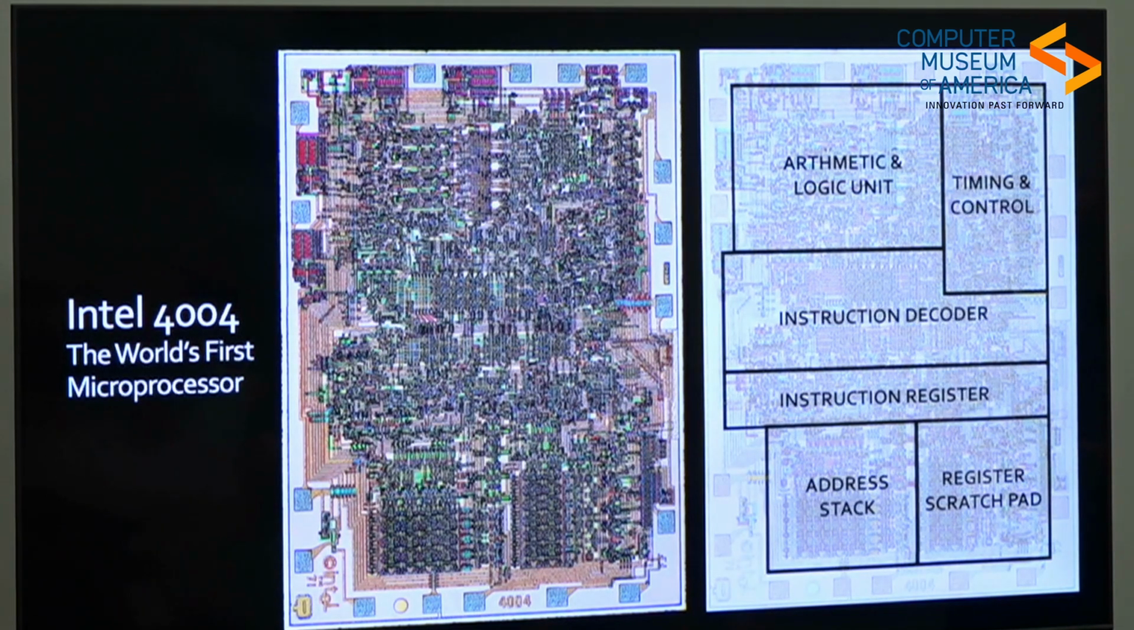So this is an Intel 4004. It's the world's first microprocessor, and it's one of my favorites. And it seems to be like a crowd favorite too. A lot of people like this one. But for fun, I went through on this one and I just blocked off what the actual circuits. There's 2,300 transistors in this thing. And these are what the different sections do in the microprocessor.